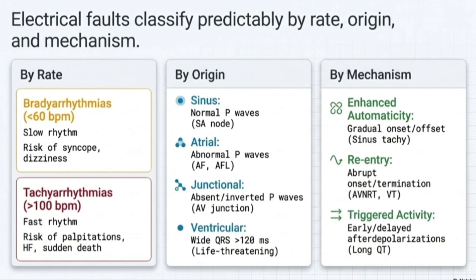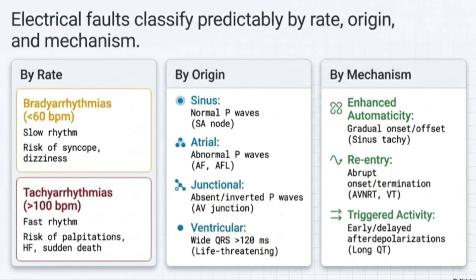By origin, sinus origin has normal P waves from the SA node, and if there are abnormal P waves, it is atrial fibrillation or atrial flutter, or some other place in the atria giving P waves that will be different in morphology from the sinus P waves. Junctional have absent or inverted P waves from the AV junction, and ventricular have wide QRS, that is more than 3 small squares or more than 120 milliseconds, and it could be life threatening.